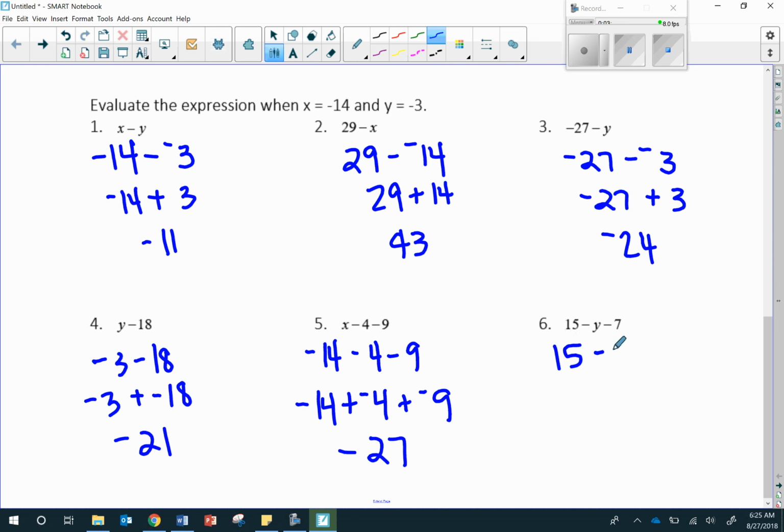15 minus a negative 3 minus 7. So this looks like 15 plus 3, take away 7. This is 18 minus 7, which gives us a difference of 11.